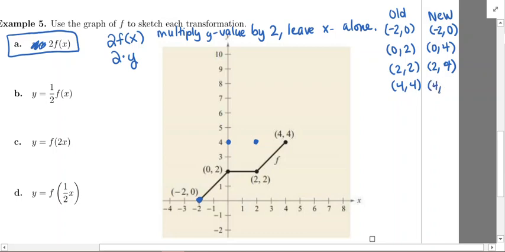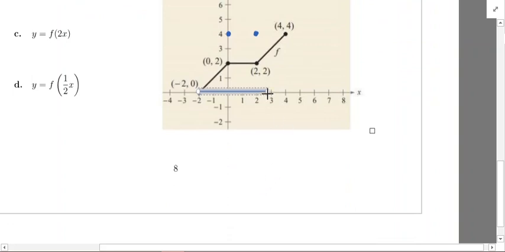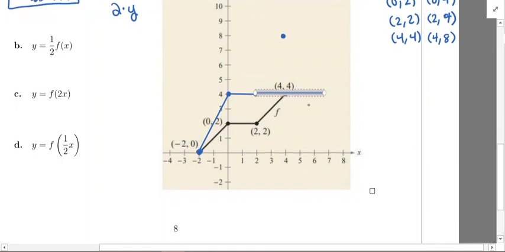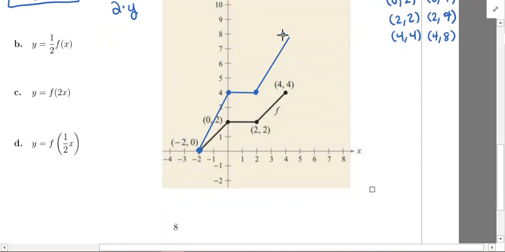You leave the x coordinate alone and multiply the y value by 2. 2 times 4 is 8, so the point (4, 4) will go to (4, 8), which is right here. All 4 of the points have moved, and now we're just going to connect the dots with the same basic shape. I'll start with this point and connect it up here. Then I'll connect these 2 dots like this, following the same basic shape as the original graph. And lastly, I will connect this pair of points. And that's it, we're done.